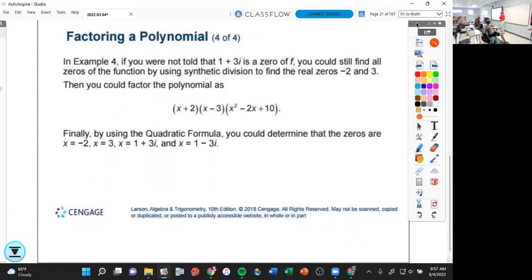Okay, in this last example, if you were not told that 1 plus 3i is a 0, you could still find it. We could still find the real zeros using synthetic division. We could have found these two, which would have brought us to this quadratic. And then this doesn't factor, so what would we do? How would you find the zeros from this quadratic? Quadratic formula, right? So they gave us 2 complex at the beginning.